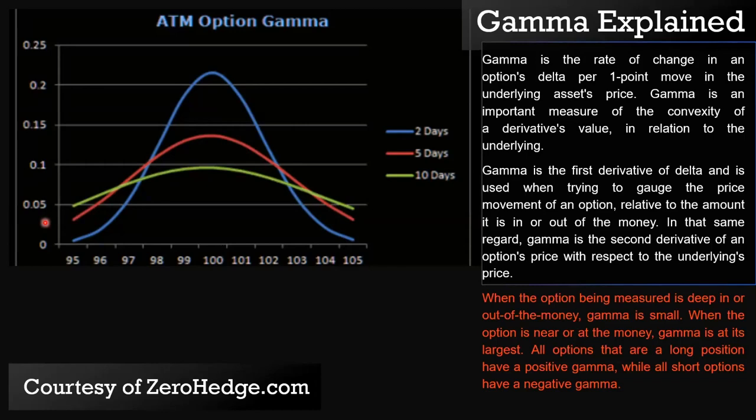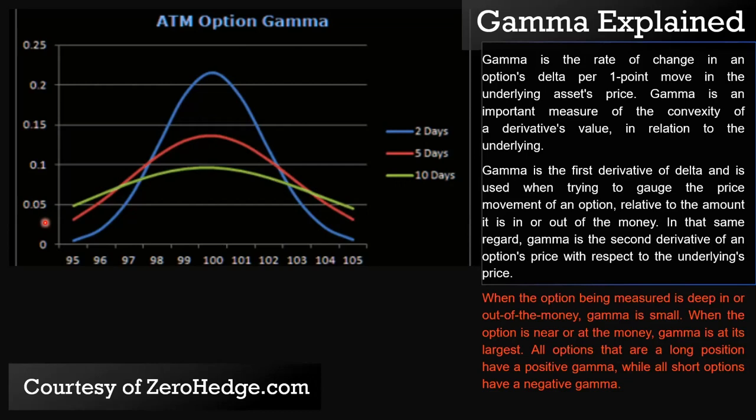So the next really important thing is gamma. Gamma is defined as the rate of change of an option's delta per 1 point move in the underlying asset. And this is where it gets really interesting and even more important. It's a measure of the convexity of the derivative's value, which is a big word salad, in relationship to the underlying. It is the first derivative of delta. It's coming from the delta, and it's used when trying to gauge the price movement.